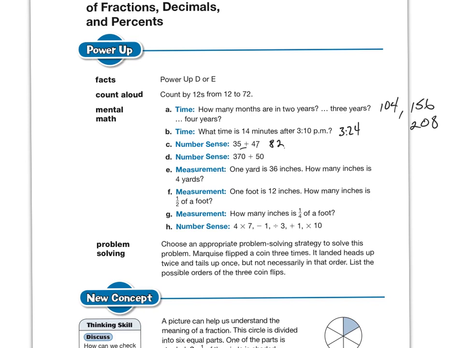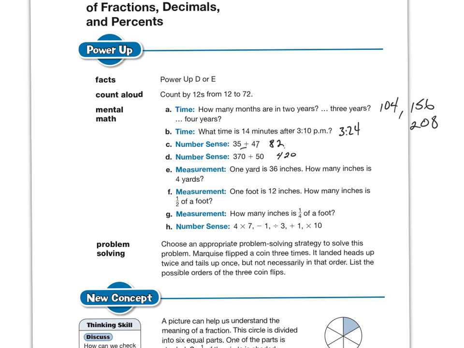Number sense. 370 plus 50 should be 420, because 7 and 5 is 12, and 300 plus 50 puts me just over, well, anyways, I got it. 420.